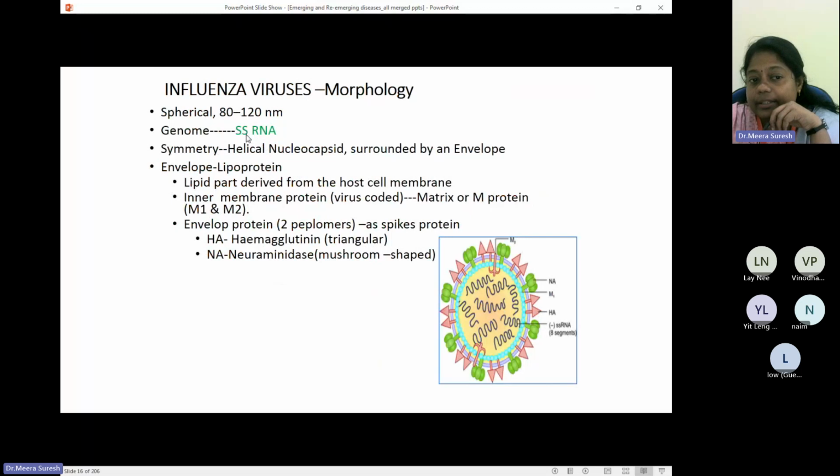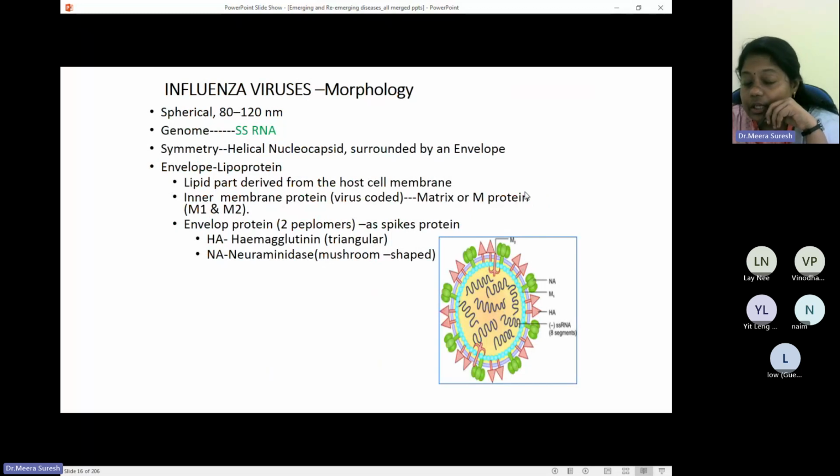So it is a single-stranded RNA virus. It has a helical nucleocapsid and it is surrounded by the envelope. And in the envelope, we have proteins, especially the HA and NA. HA is the hemagglutinin. We can see them as spikes. So the triangular shaped one is the HA variety, the envelope protein, and the mushroom shaped one, which is green in color, is the NA, neuraminidase variety.